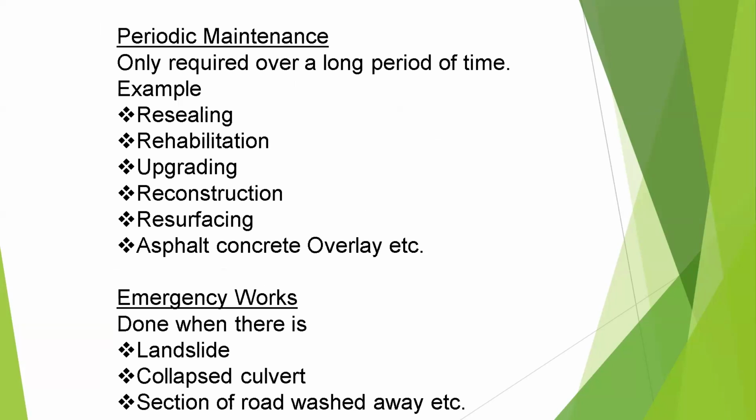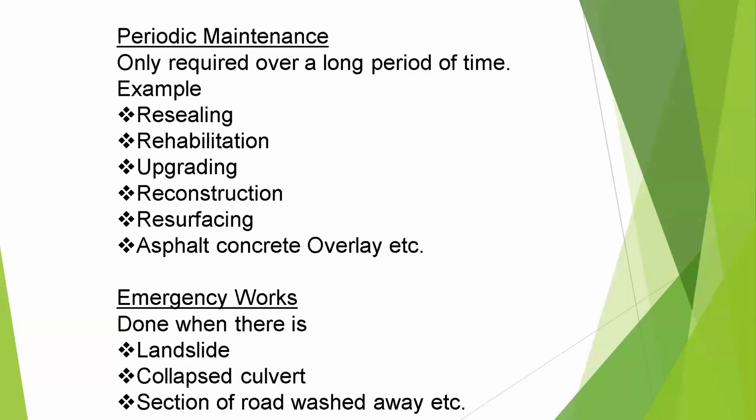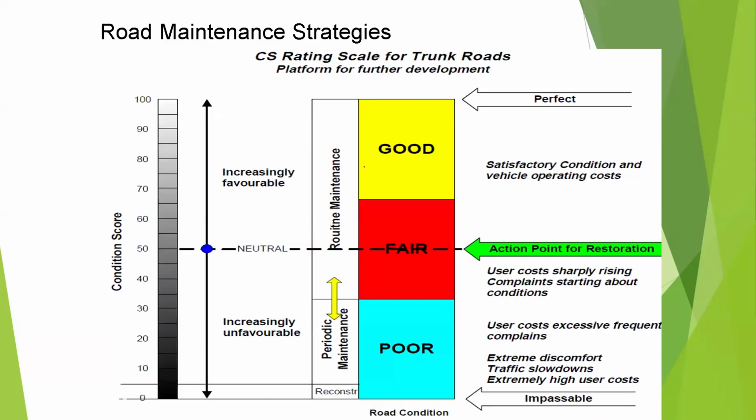For periodic maintenance, we will either be doing resealing, or we're doing what we call rehabilitation, upgrading, reconstruction, or resurfacing. So these are the interventions that we apply for periodic works. We also have emergency works, when there's a landslide, a collapse of a bridge or a culvert, or a washout. So this is the decision criteria.